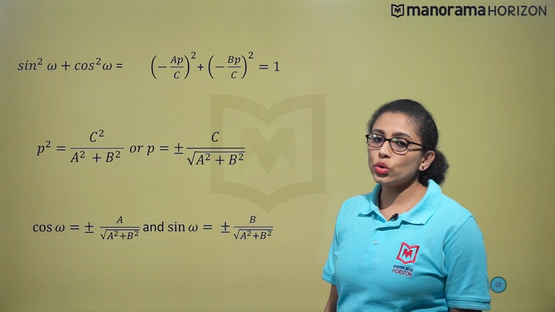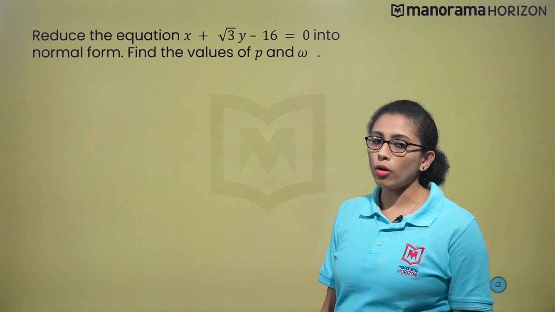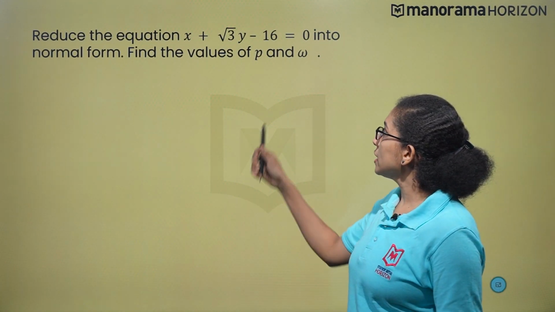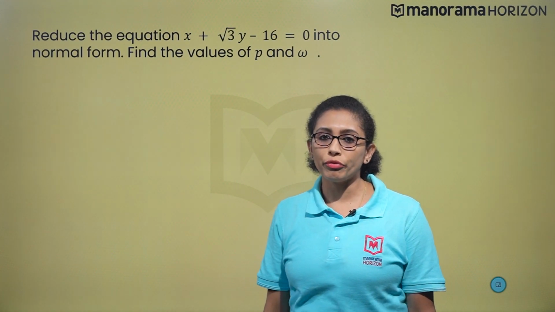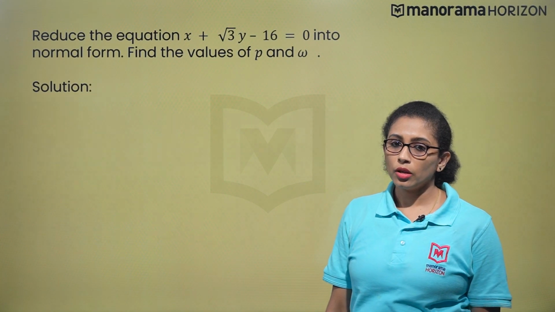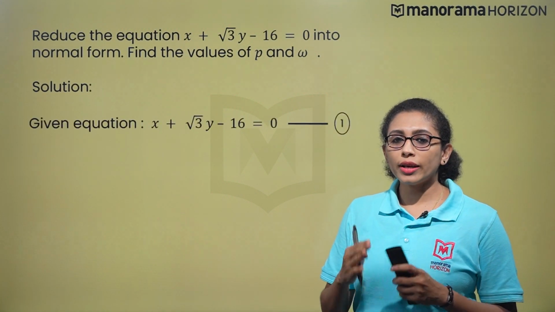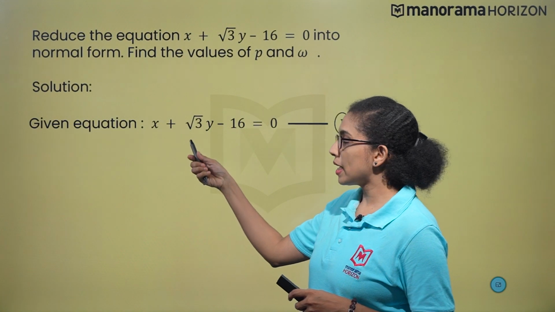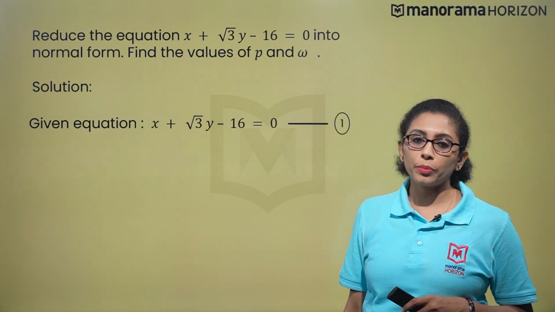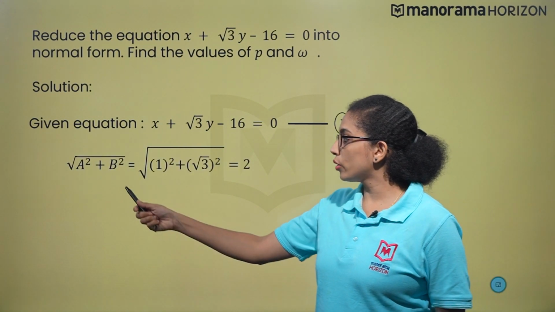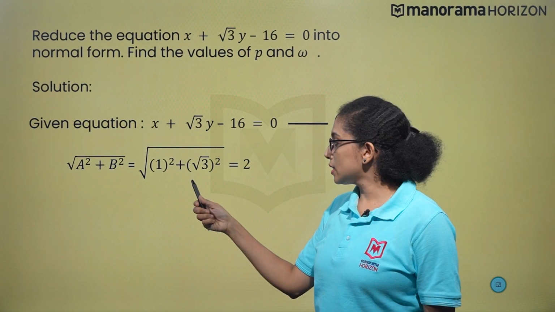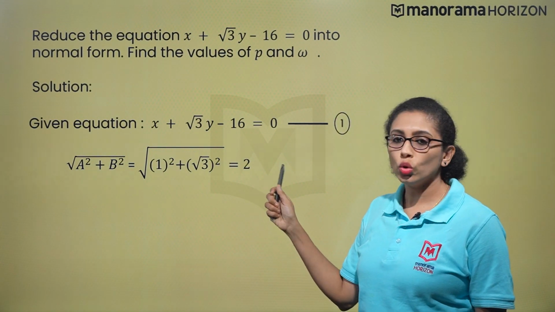Alright, now let's do one problem related to normal form. Reduce the equation x plus root 3y minus 16 is equal to 0 into normal form. Find the values of p and omega. Let's see the solution. So, our given equation is x plus root 3y minus 16 is equal to 0. Mark it as equation number 1. Now, find the square root of a square plus b square, which is equal to square root of 1 square plus root 3 square, which is equal to 2.